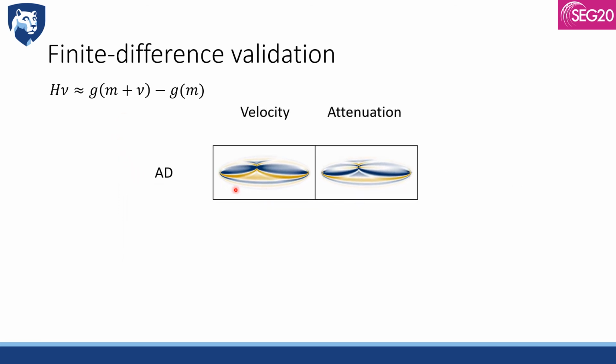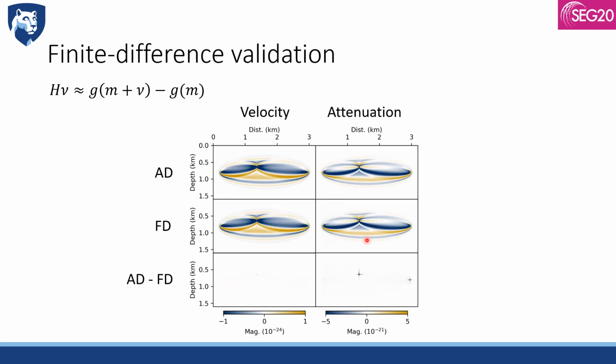So we compute H nu using the second-order adjoint state method, the AD, as we just described, and we compare with the finite difference results, the FD, shown in the second row. The residuals are in the third row. We can see that we only have some minor residuals at the singularity points, which validates our second-order adjoint state method to compute the Hessian vector product. The additional cost for this method is 2 simulations per source, which is pretty reasonable and practical.